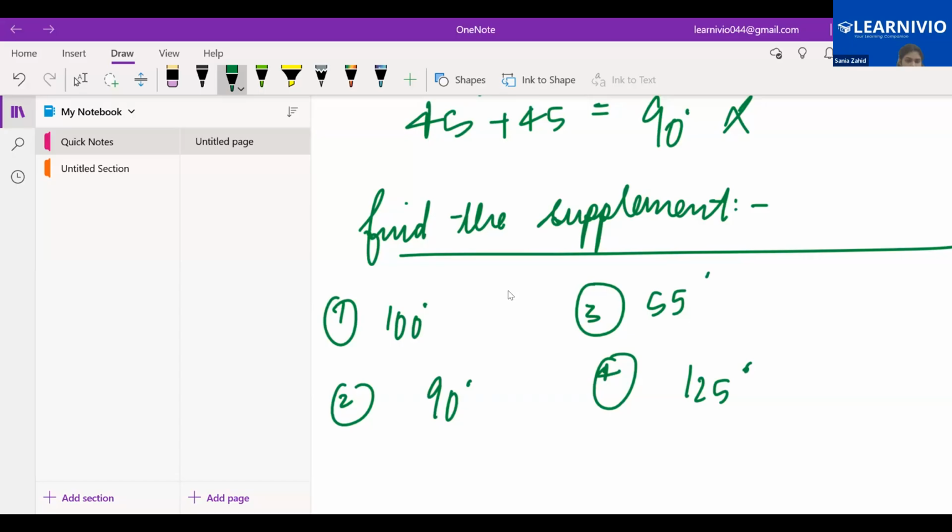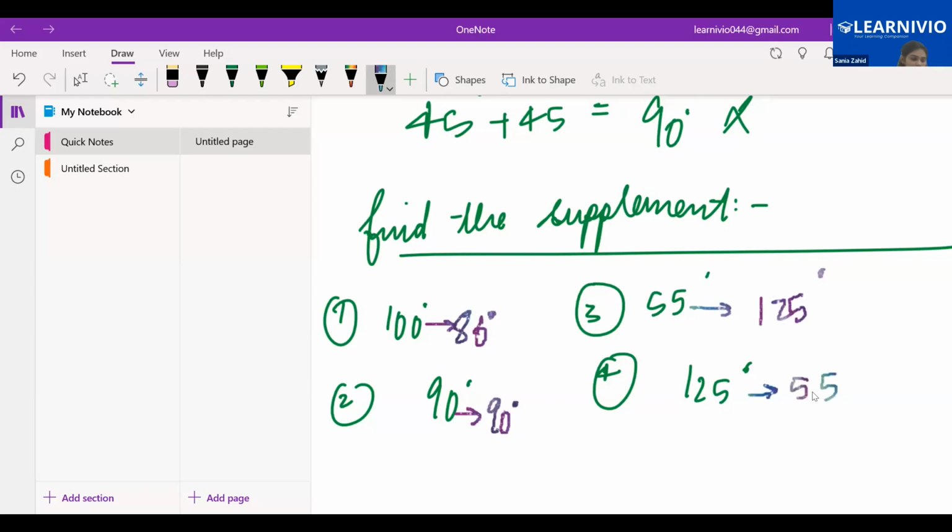Ma'am, I finished. Okay. So let's discuss the first. 80. Okay, correct. The next one, 90. Correct. The third one, 125. Okay, correct. Next, 55.